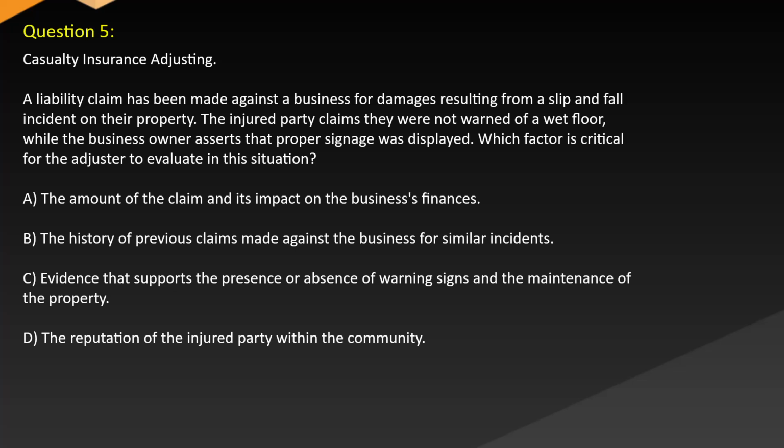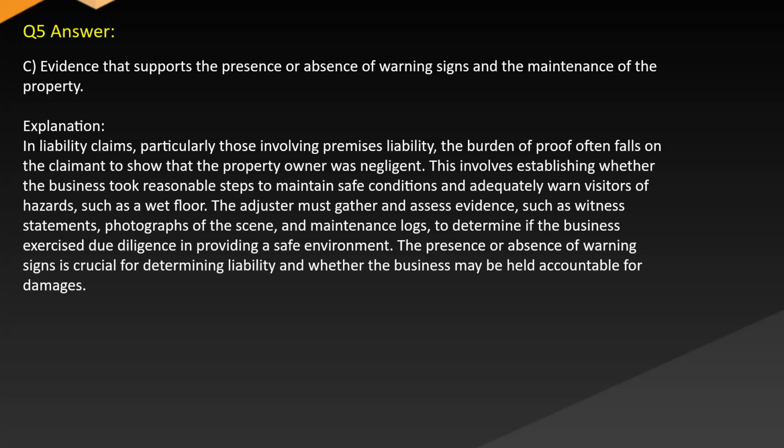A. The amount of the claim and its impact on the business's finances. B. The history of previous claims made against the business for similar incidents. C. Evidence that supports the presence or absence of warning signs and the maintenance of the property. D. The reputation of the injured party within the community. Answer: C. Evidence that supports the presence or absence of warning signs and the maintenance of the property.